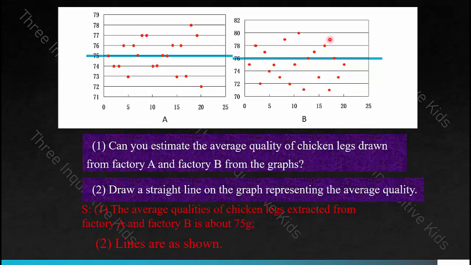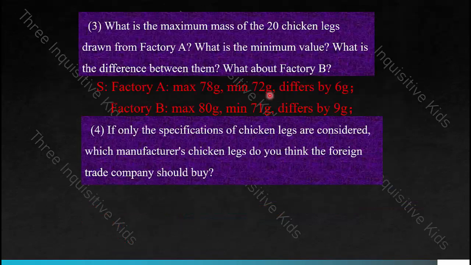And we'll do the same for factory B. 80 subtract 71, and we have 9. So this differs by 6 grams, and this in factory B differs by 9 grams. And this differing is between the largest value and this least value. If only the specifications of chicken legs are considered, which manufacturer's chicken legs do you think the foreign trade company should buy?